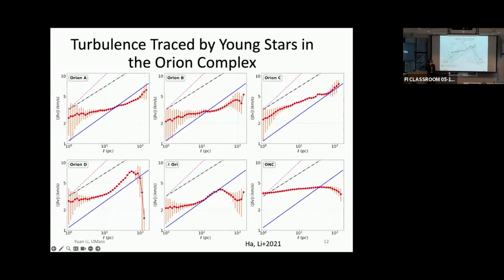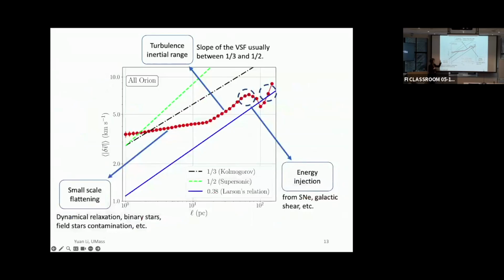And if we look at the structure function of all the Orion stars put together in more detail on very small scales, unfortunately, there's contamination from small scale dynamical relaxations and binary stars that we just don't know how to remove. You always have a little bit of noise here, unfortunately. But we do recover a nice turbulence inertial range. That's that beautiful little parallel that tells us, yes, turbulence.